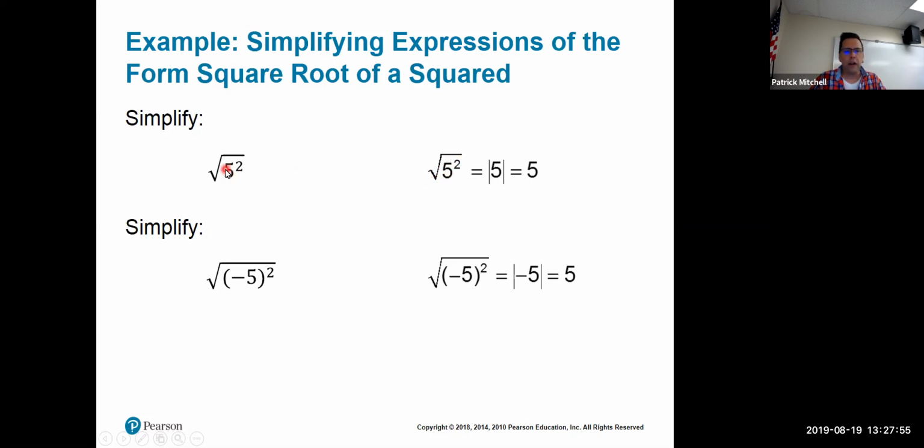So on the one hand, the square root of 5 squared is the absolute value of 5, which is just 5. And you can see that that's correct because 5 squared is 25. The square root of 25 is 5. However, if you do the square root of the square of negative 5, again, these two things are not just going to cancel each other out and leave you negative 5. That's because the square of negative 5 is 25 still, and the square root of 25 is 5. So you have to put an absolute value on the negative 5.